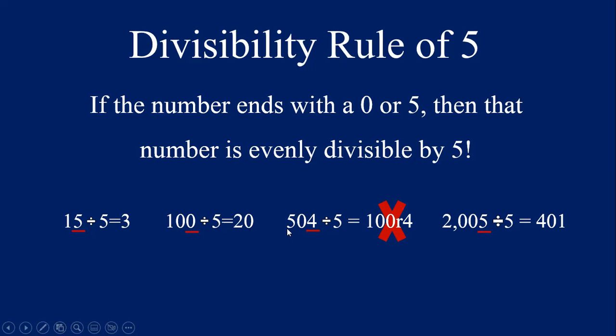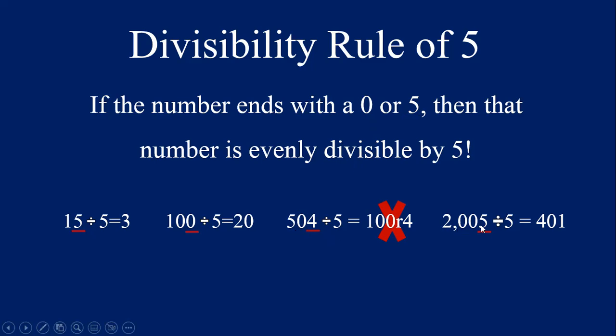Let's look at the next equation, 504 divided by 5. Look at the number in the ones place. It's a 4. 4 is not a 0 or a 5. Therefore, this whole number, 504, will not be evenly divisible by 5. You would have a remainder with that one.